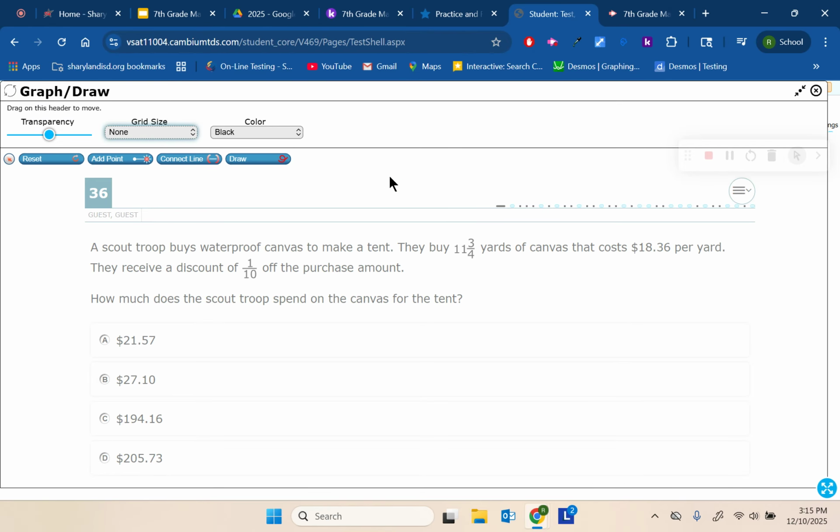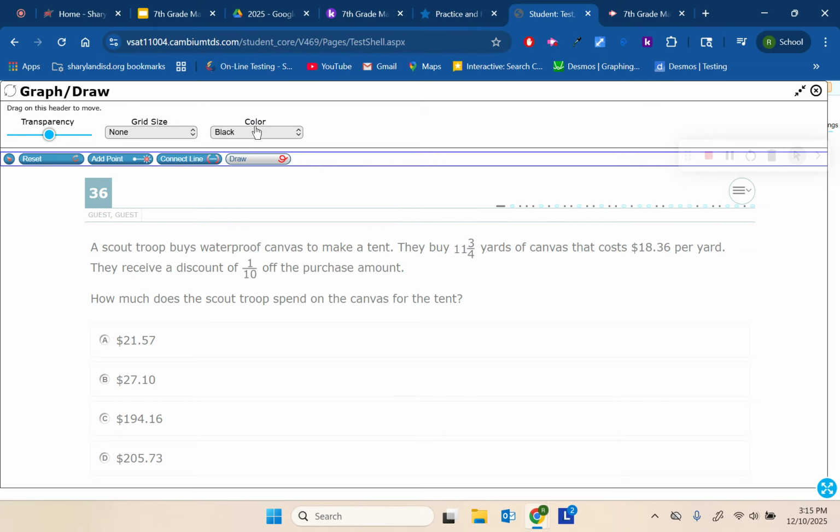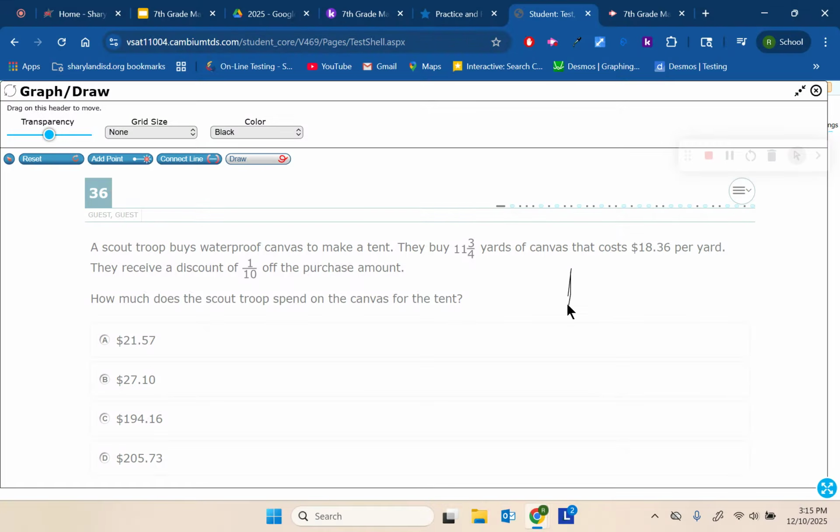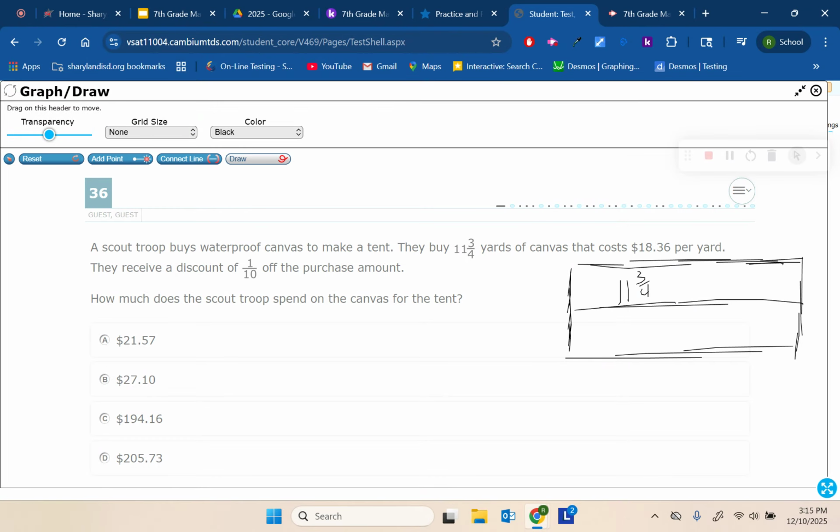And so really what we're doing here, if I go back and look at my math stuff that we've learned this whole time, I get a strip diagram here. I know that I'm going to get 11 and 3/4 of a yard times 18.36 of that, and I get to remove 1/10. That part's gone, but I keep the 9/10, right? So what am I going to do here? This is what I'm going to get rid of. This is the part I don't pay for, right? I'm not going to pay for that part.